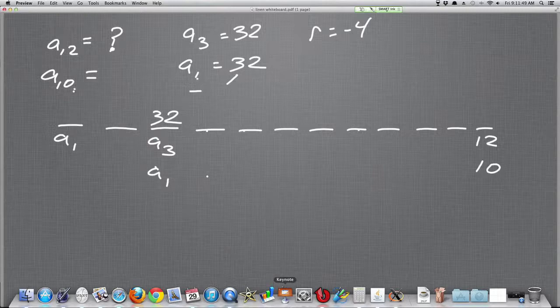But I'm still finding the same number because what am I doing from here to get to that spot? I'm just multiplying by -4 a certain amount of times. And it doesn't matter if this is a sub 3 or a sub 1, just as long as I know this one is a certain distance away from that one.